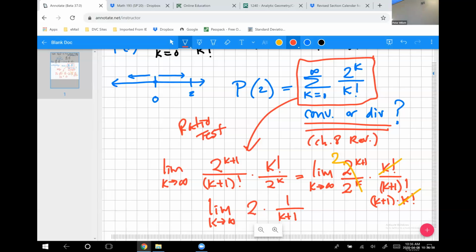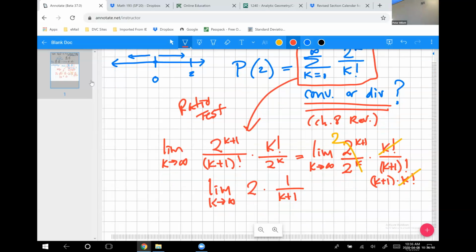And now, as k goes to infinity, you have a denominator that's going to infinity, and other than that, you just have a 2. So that's going to equal 0. So it converges by the ratio test, because the answer we got was a number less than 1. So that's by ratio test.